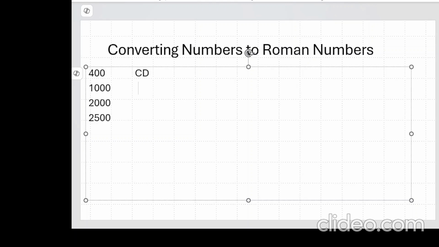Thousand is M. So in order to get 2000 here, we will be writing 1000 plus 1000, which is M plus M is 2000. Again 2500 is M plus M, 1000 plus 1000 plus D. D is 500. So hope you have understood converting numbers to Roman numbers.